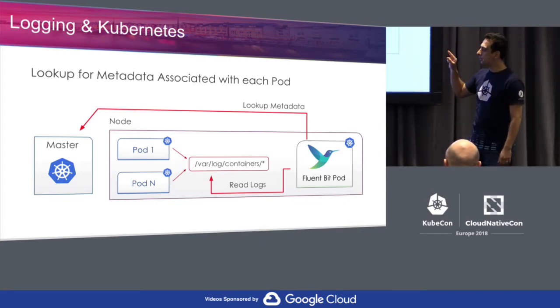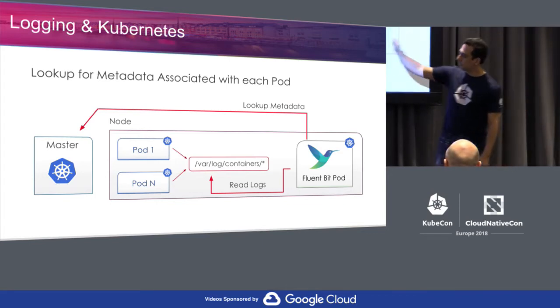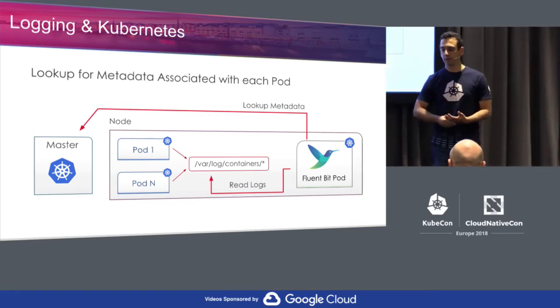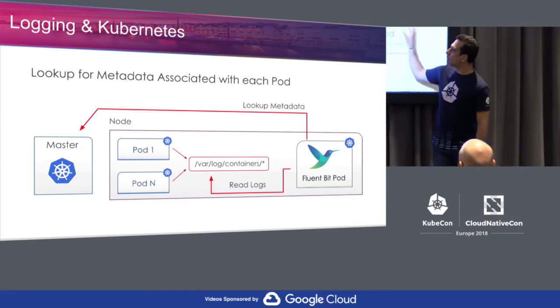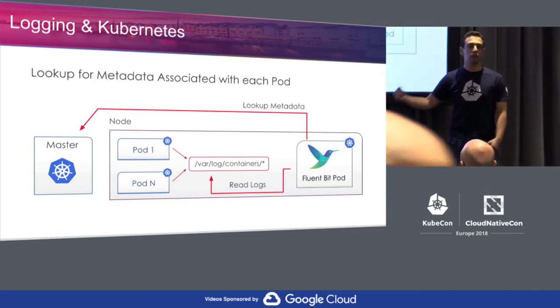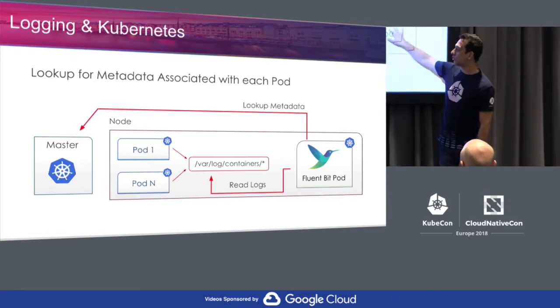Okay? So if the pods that are running on the left change, or whatever they do, this is always in the context of the node, this node. If you have 99 other nodes, that will not change. It's only for the scope of this pod.